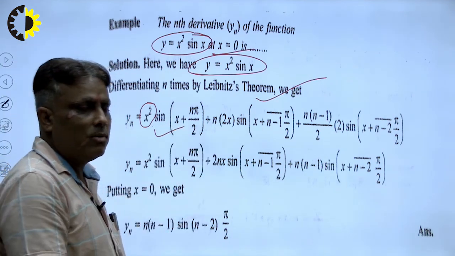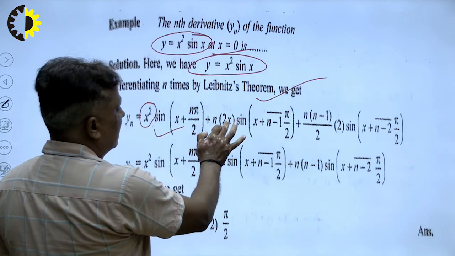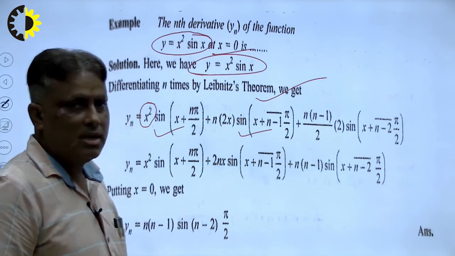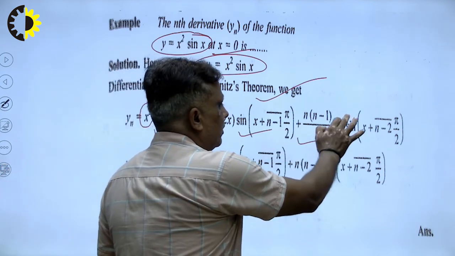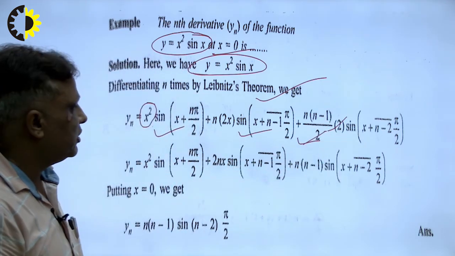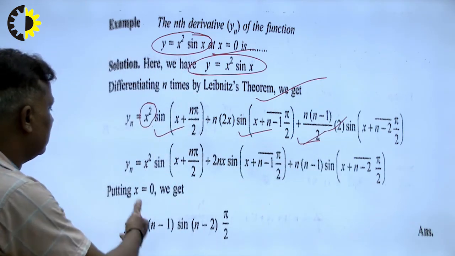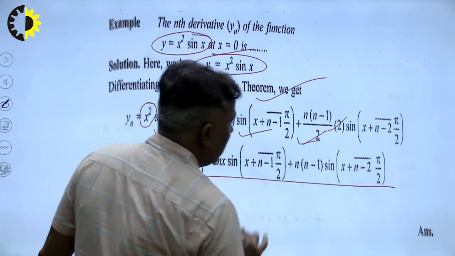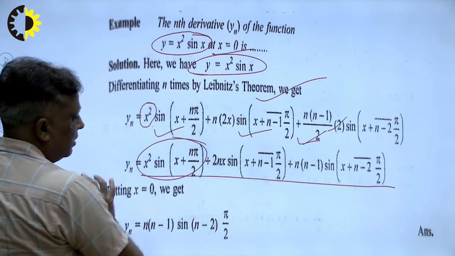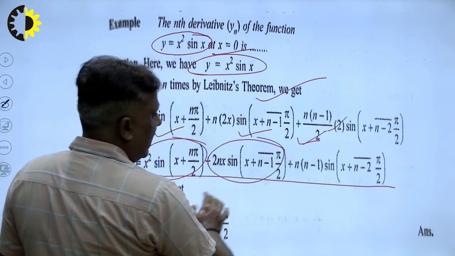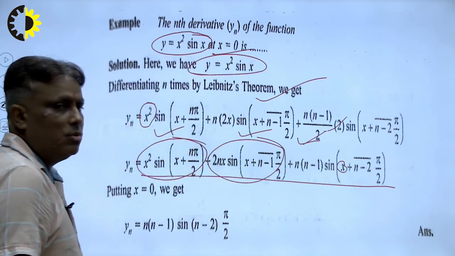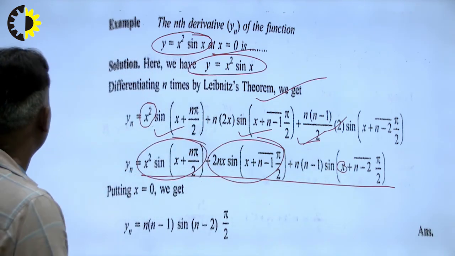n into differentiation of x square is 2x, and differentiation of sin n minus 1 times, so this will be this, right? And n into n minus 1 divided by factorial 2, the 2 cancels out, and the differentiation of sin n minus 2 times, so this will be the result. In this way we can find this result. If we put here x equal to 0, this portion comes 0, this is also 0, and the result will be n into n minus 1, this is 0, and the result will be sin of (n minus 2) pi by 2. So in this way we can find our result here.